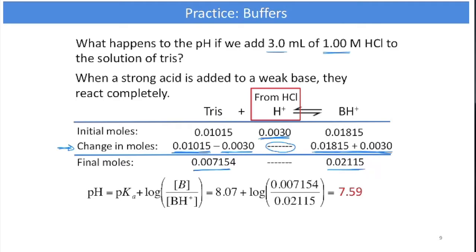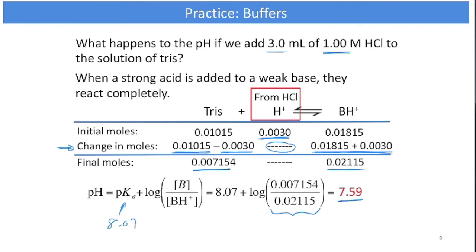So to figure out the pH of this new solution, we do the Henderson-Hasselbalch equation again, using the same pKa as we had before of 8.07. And this time we have a different ratio of base over acid, and we get a new pH of 7.59. The previous pH we calculated, the buffer itself, was 7.81. We added some acid, the pH goes down to 7.59. That makes sense, it's more acidic.